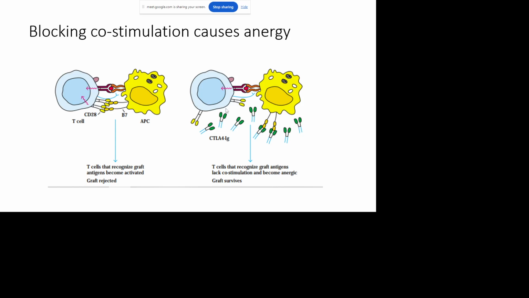Due to the absence of signal 2, this co-stimulation signal, the T cell will not be activated, it will become anergic. So the immune response will not be created and the graft rejection will be reduced. So the graft will survive. That's why blocking co-stimulation can cause anergy and the graft rejection will not happen. So that's how you can treat graft rejection, or minimize it.